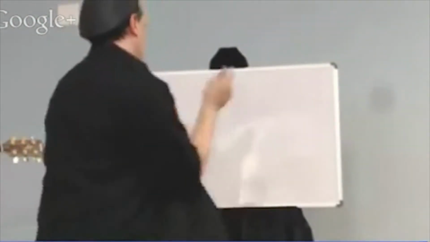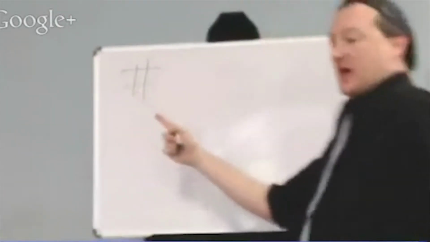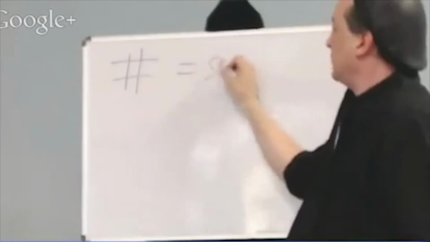Now, I'm going to back up a little bit. Okay. So this guy right here, that looks like a tic-tac-toe or a pound sign or a number sign. That's the symbol for sharp.